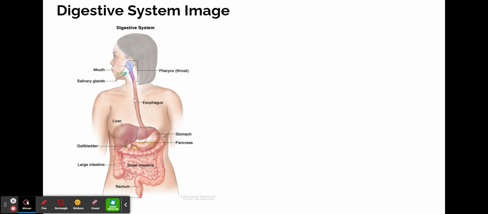Next up, we have the digestive system. So, this is one of the more commonly known systems. The digestive system is responsible for breaking down food, absorbing nutrients, eliminating waste products, and it consists of your mouth, your esophagus, your stomach, your small intestine, large intestine, liver, gallbladder, and pancreas.